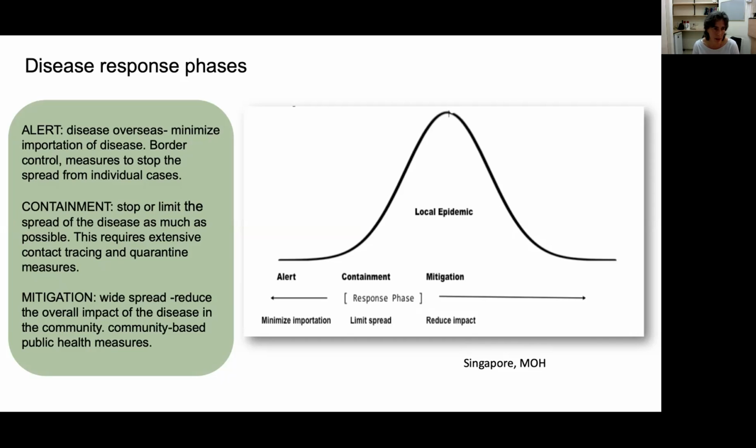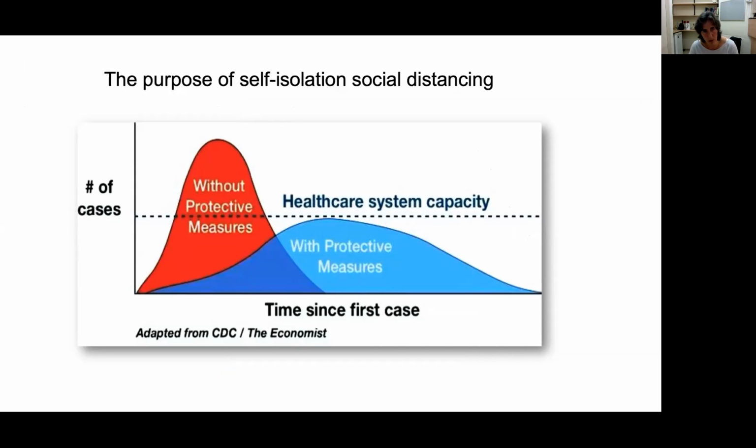The next stage is containment of the disease. And basically, you do that by tracing the various contacts and quarantining them. And then when you cannot do that anymore, what you basically do is try to mitigate the spread to reduce the overall impact of the disease. And the idea behind this mitigation policy is what you see here. This graph was in the media.